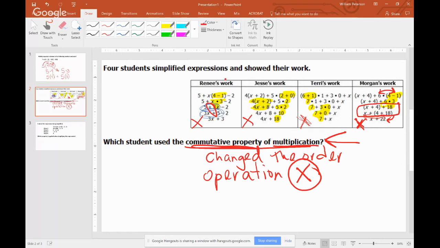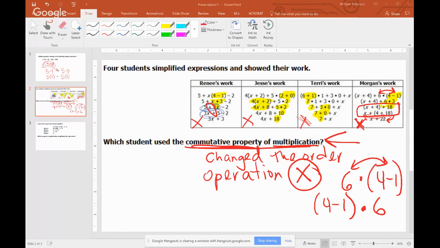If this was commutative property of multiplication, what I would see is that these two would switch. So for commutative property of multiplication, you have 6 times 4 minus 1, and these two would switch the order around multiplication, so the multiplication sign would be in the middle. I would see that if I saw the commutative property of multiplication. And so don't worry if you weren't right. It's all good, because there was no answer there, because whoever wrote this question obviously didn't read what they were even asking.